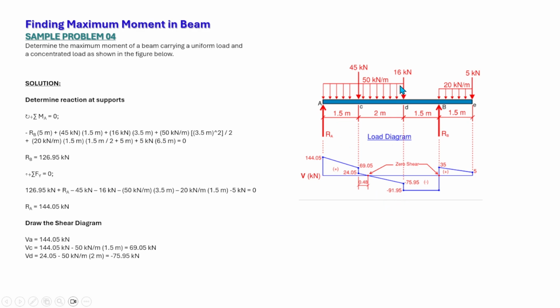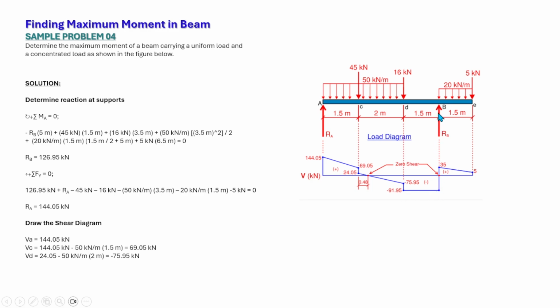Now we have a dropping load of 60 kilonewtons, so negative 75.95 will go farther down to negative 91.95 because of 16 kilonewtons. So this is the shear just to the right of point D. Now between point D to B, we don't have any load, so our shear diagram is constant.